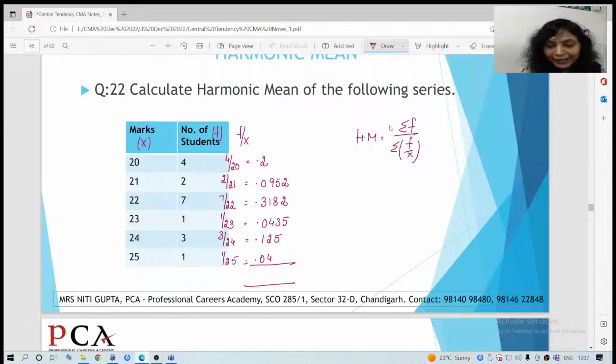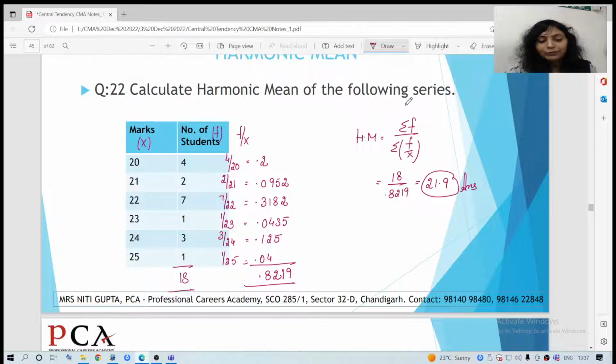So now we have to add it. This is 0.8219 and sum of frequency is 18. So harmonic mean is 18 divided by 0.8219. So 18 divided by 0.8219, this is equal to 21.9. So harmonic mean of this series is 21.9.